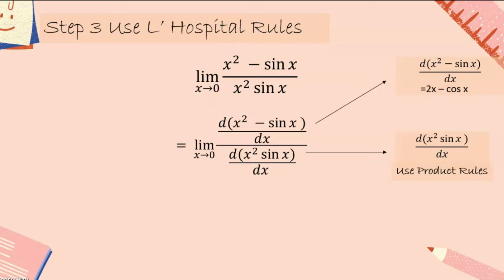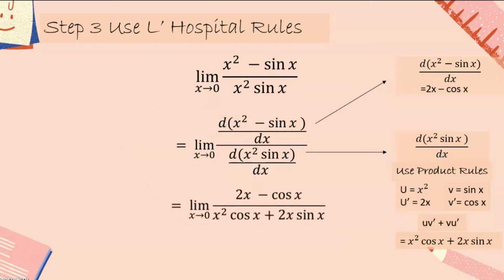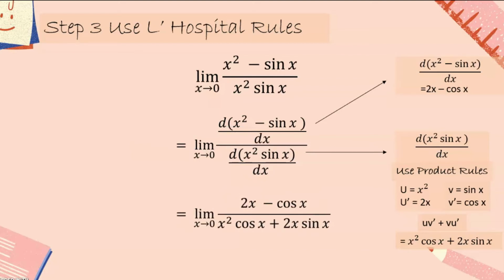We use the product rule to differentiate x squared sine x. Let u equal x squared, so u prime is 2x, and let v equal sine x, so v prime equals cos x. The equation for the product rule is uv prime plus vu prime, and then we get x squared cos x plus 2x sin x. Then we get the limit as x approaches 0 of 2x minus cos x over x squared cos x plus 2x sin x.